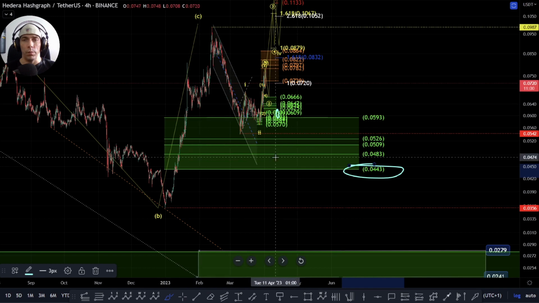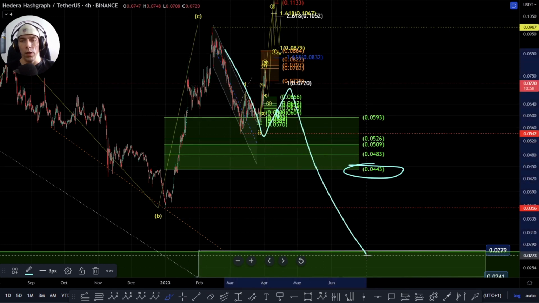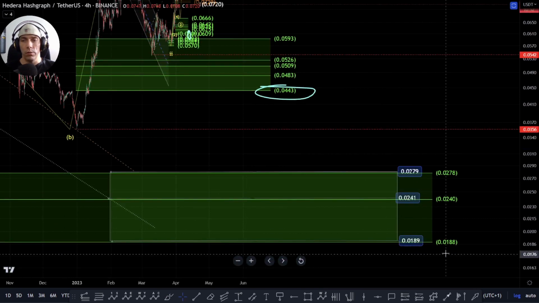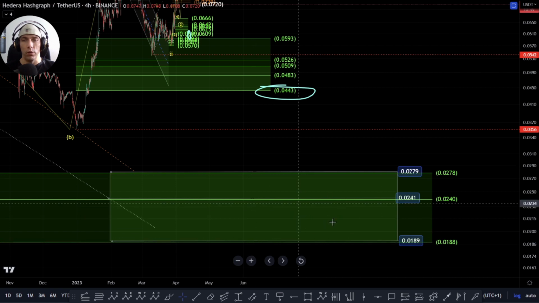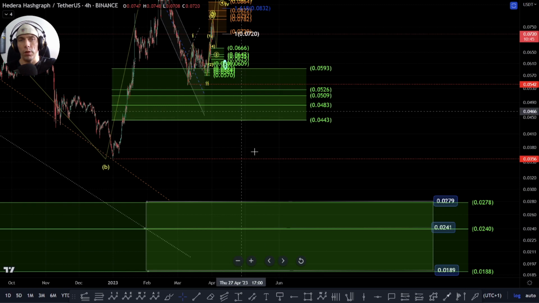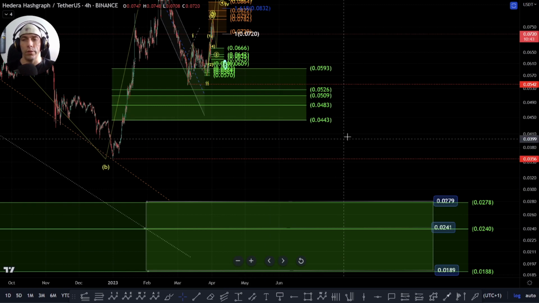If we do start to lose that area, basically, this count starts to become less viable here. And we would have to then be looking out for that possibility of having these lower lows, which means we could actually see a move down here towards this 278 region to this 0188 region. So this is still something that's on the cards for me. Potentially we could still see a drop down here below these lows of this 0356.